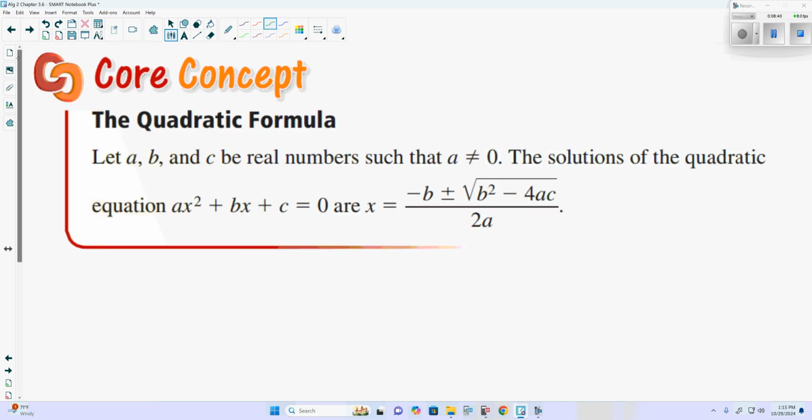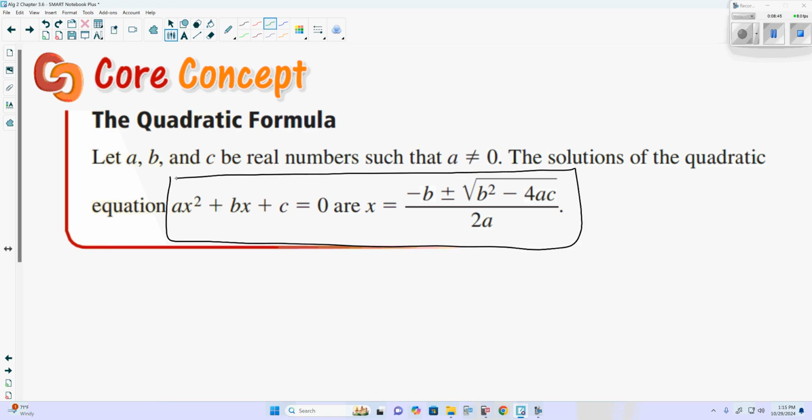Now our quadratic formula, really the key piece of information is this right here. Let a, b, and c be real numbers such that a is different from 0. And the solutions of the quadratic equation, ax squared plus bx plus c equals 0, come in this form here. So to use the quadratic formula, the first thing we need to do is get the equation equal to 0, find the values of a, b, and c, and then plug it in.